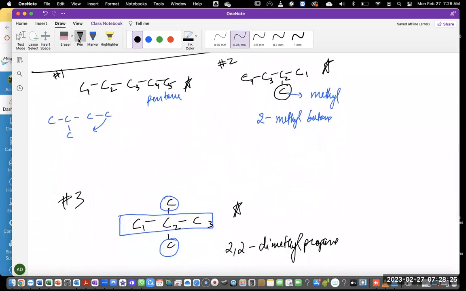So you notice the more carbons we have, the more possibilities of having isomers, constitutional isomers.